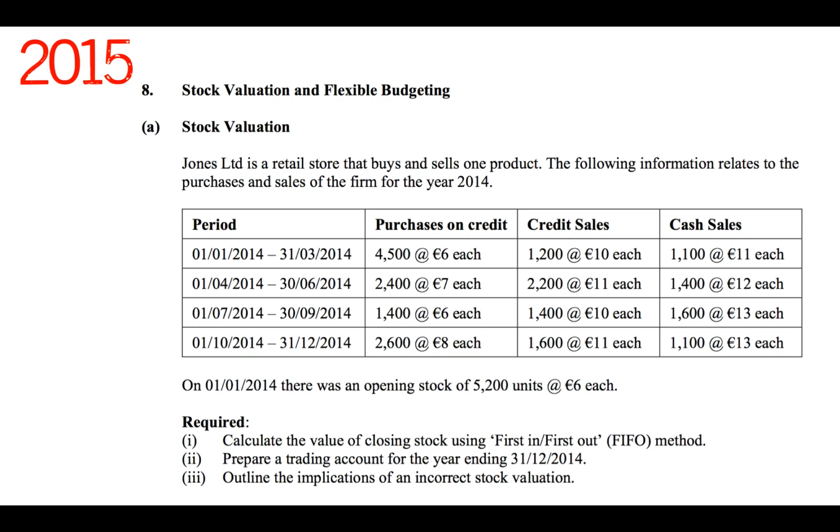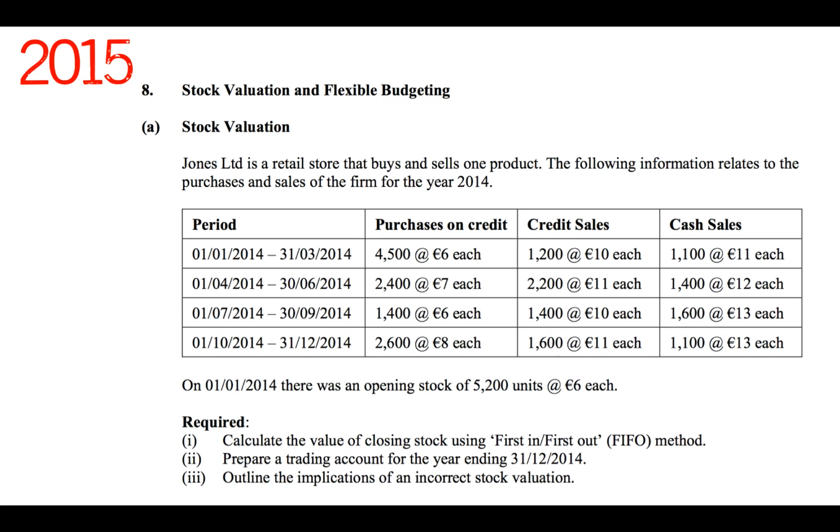So, Jones Limited is a retail store that buys and sells one product. The following information relates to the purchases and sales of the firm for the year 2014. So the first quarter there, the 1st to the 31st of the 3rd, purchases were 4,500 at €6 each, credit sales 1,200 at €10 each, and then cash sales 1,100 at €11 each.